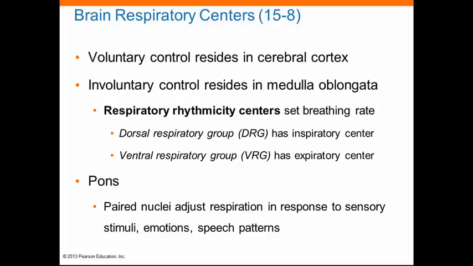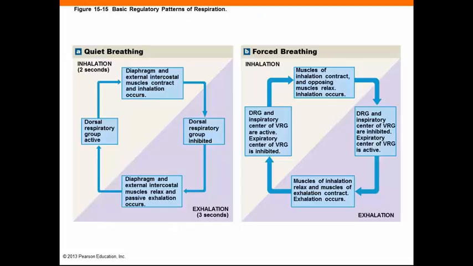The brain's involuntary respiratory centers are 3 pairs of nuclei in the reticular formation of the pons and medulla oblongata. The respiratory rhythmicity centers of the medulla oblongata set the pace for respiration, and they can be subdivided into a dorsal respiratory group, which contains the inspiratory center, and a ventral respiratory group, which contains an expiratory center. Their output is adjusted by 2 pairs of nuclei making up the respiratory centers of the pons in response to sensory stimuli, emotional states, or speech patterns. So this figure is trying to show those different groups.